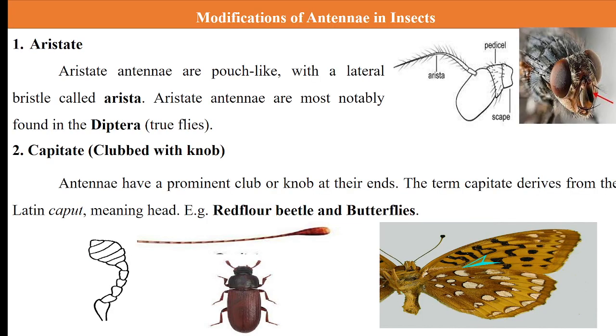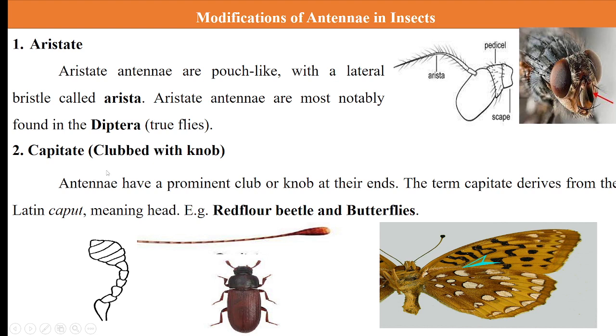Then coming to the modifications of antennae in insects, first is the aristate antenna. This aristate antenna is the smallest antenna. You can see here, this is the scape, pedicel, and flagellum having a hair-like structure. It is called arista. It is sensory in function. This type of antenna is found in true flies, that is house flies.